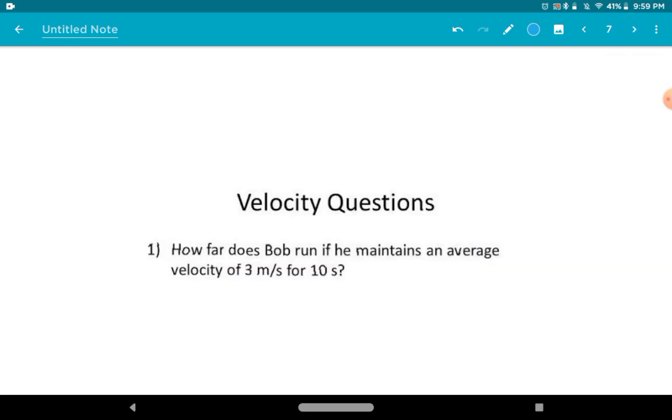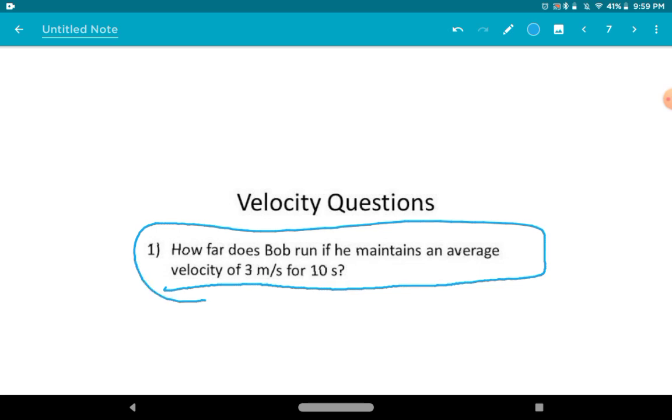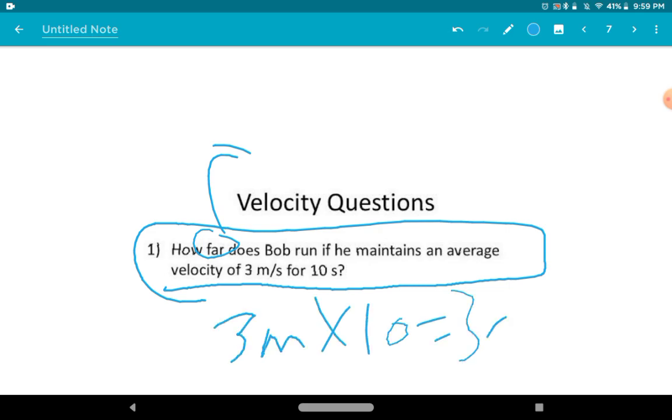So let's move to the last question. The last question is our velocity question. How far does Bob run if he maintains an average velocity of 3 meters per second for 10 seconds? Here we have to find the distance. The velocity is given as 3 meters per second for 10 seconds. So 3 meters multiplied by 10 is 30 meters. So Bob will travel 30 meters.